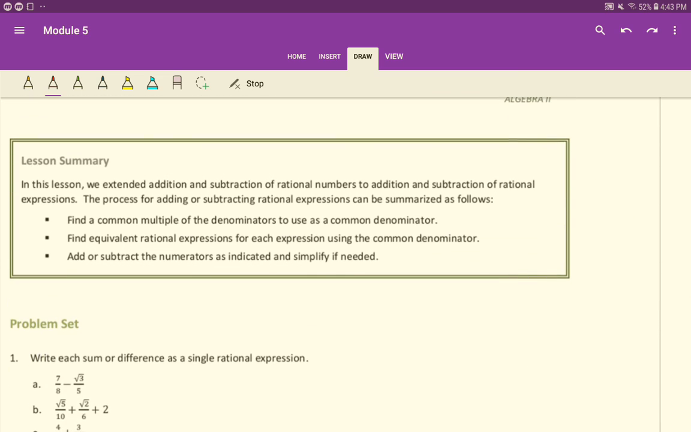Okay, very well. So lesson summary. We extended addition and subtraction of rational numbers to addition and subtraction of rational expressions. That's what we did here, right? So find a common multiple of the denominators to use as a common denominator. Find equivalent rational expressions for each expression using the common denominator. And then add or subtract the numerators, right? Only the numerators as indicated, and simplify if needed.